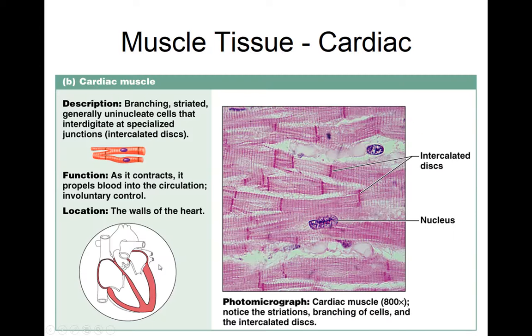It just happens. But this is showing you, again, you can kind of see it's still long, but you can see all the branches. And here, these dark bands, those are our intercalated discs. So those should be pretty easy to identify. And that's the identifying thing for cardiac muscle. That's how you know it's cardiac muscle.